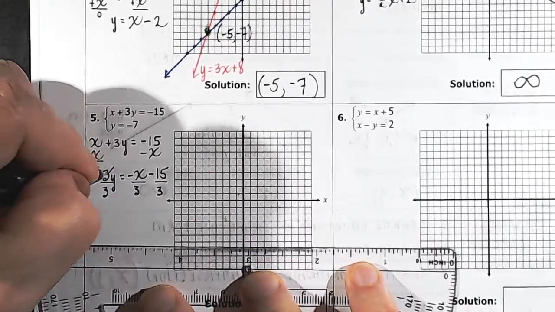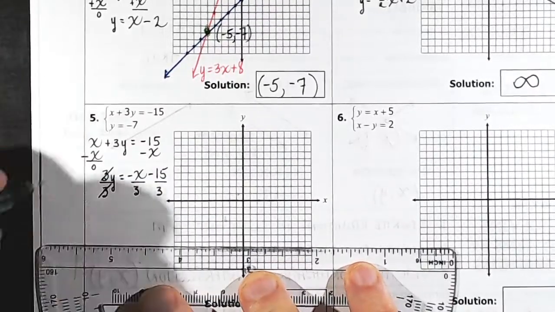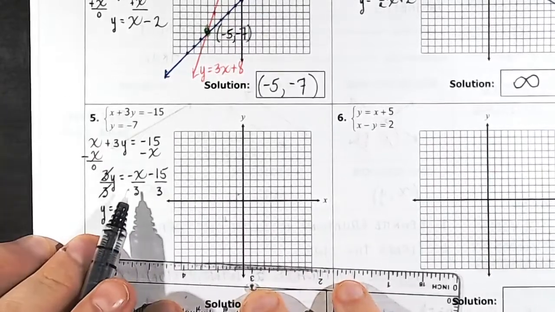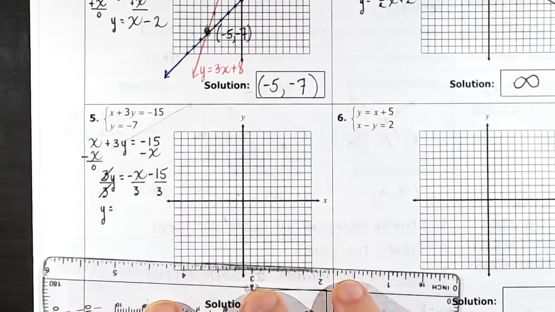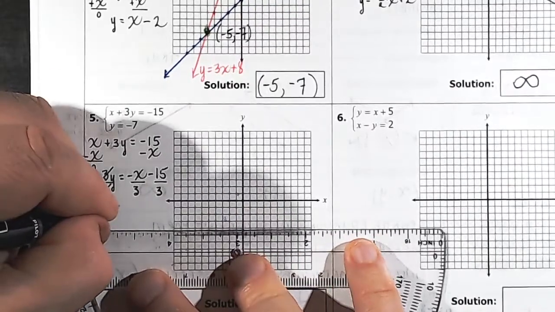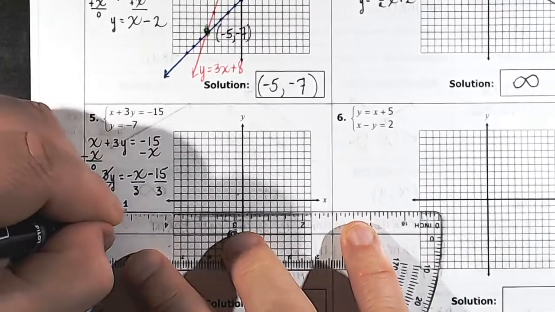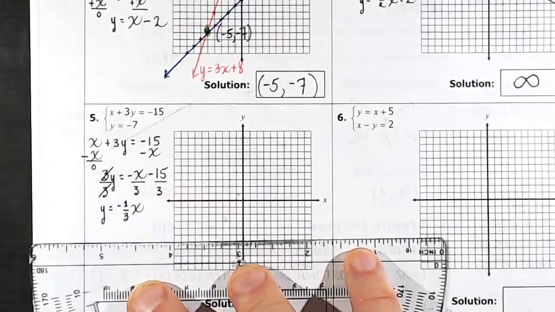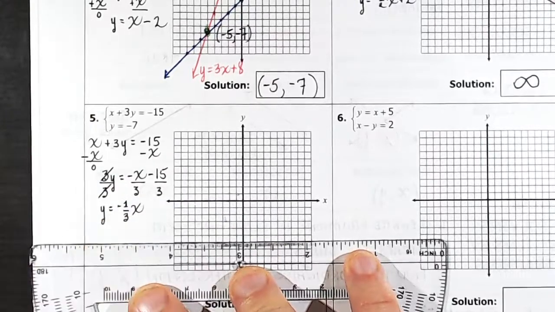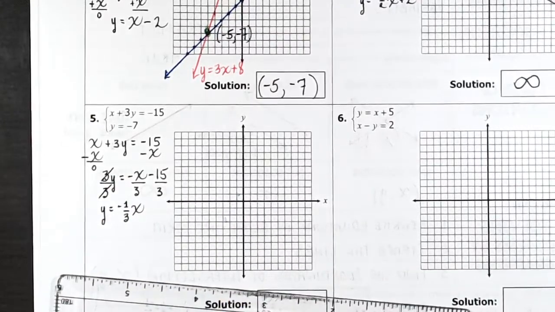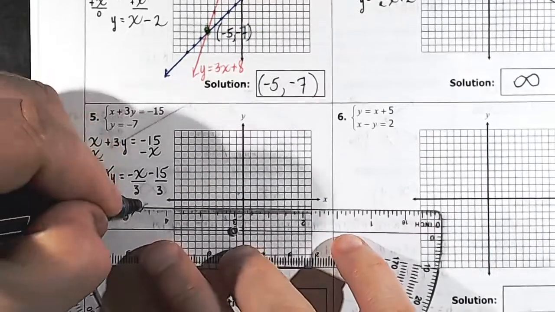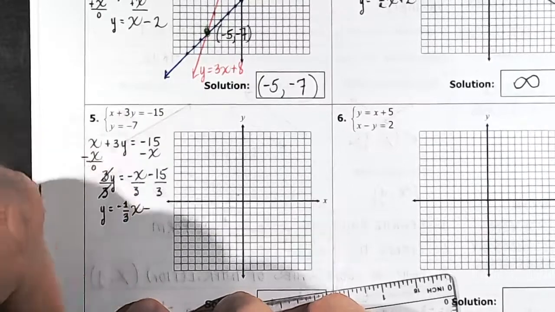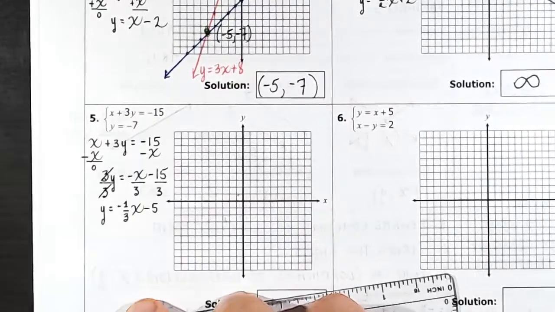Okay. So I have 3. 3's cancel out on the left side. Y by itself, y equals, and now I'm back to this problem I have here. I have negative x over 3, which we know means negative 1/3 x. Minus 15 over 3. Well, 15 over 3 can reduce down to 5, so it's just minus 5. Y equals negative 1/3 x minus 5.